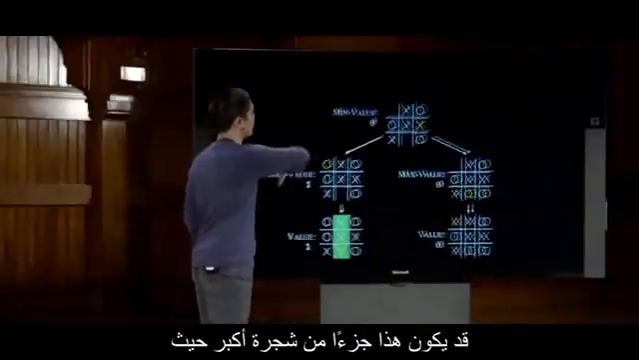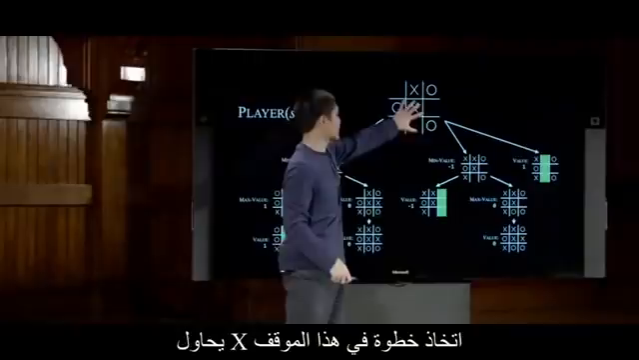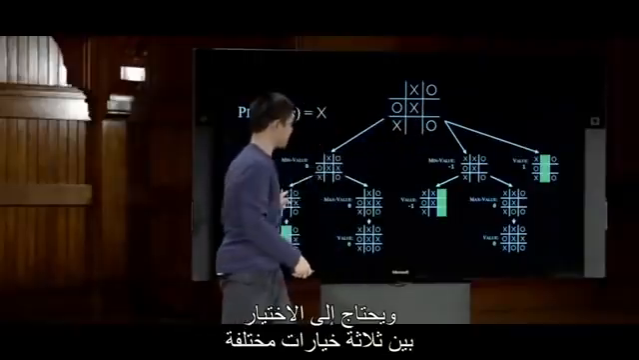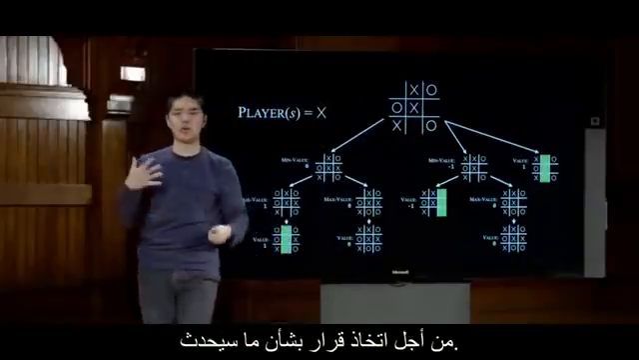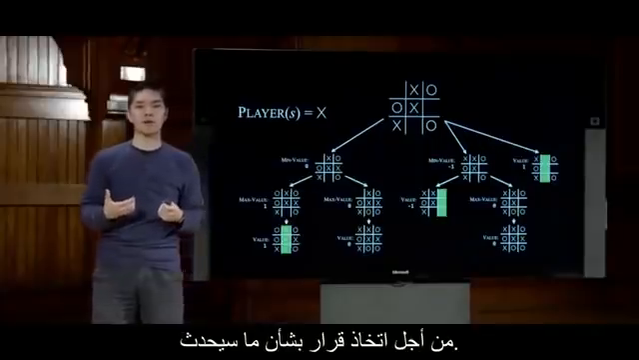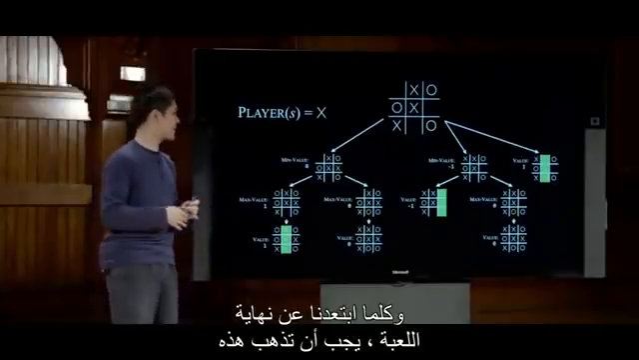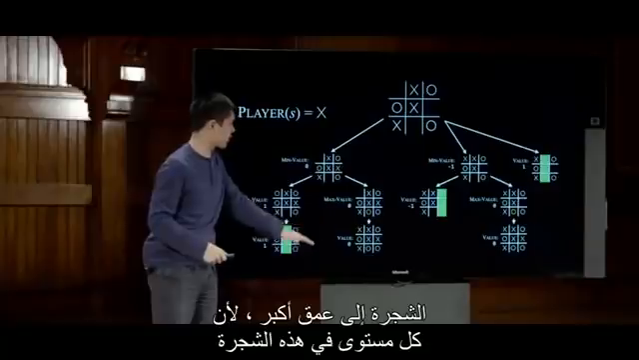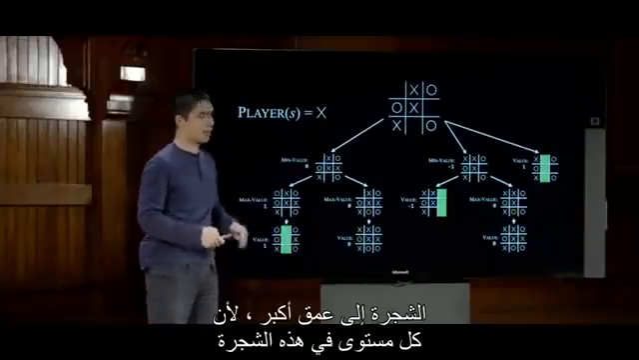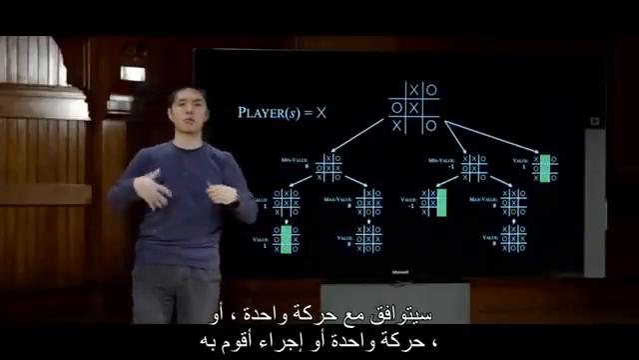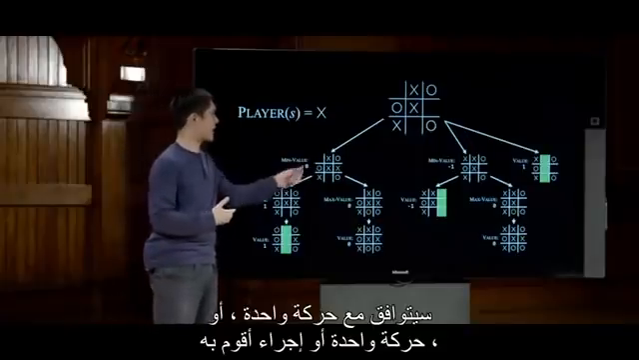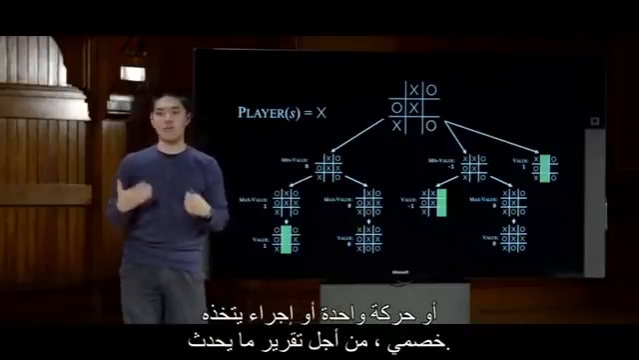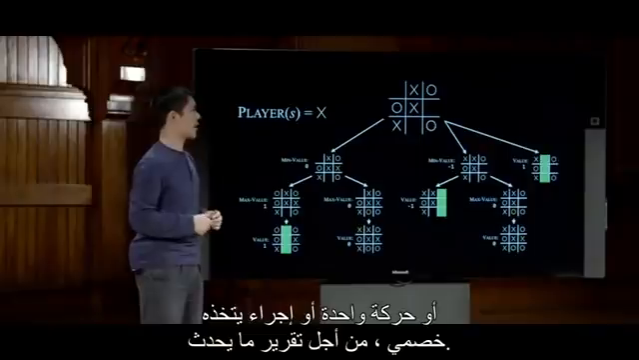This might be part of some larger tree where X is trying to make a move in this situation and needs to pick between 3 different options. And the further and further away we are from the end of the game, the deeper this tree has to go, because every level in this tree is going to correspond to one move or action that I take, one move or action that my opponent takes, in order to decide what happens.